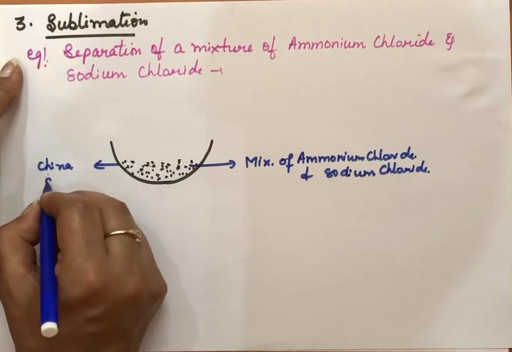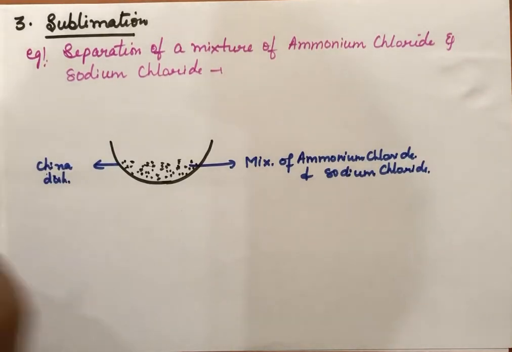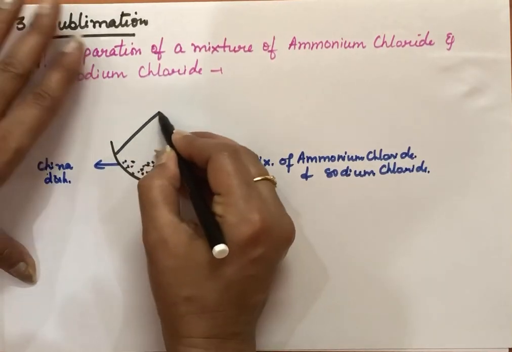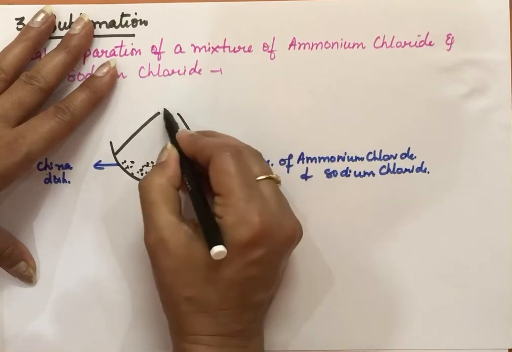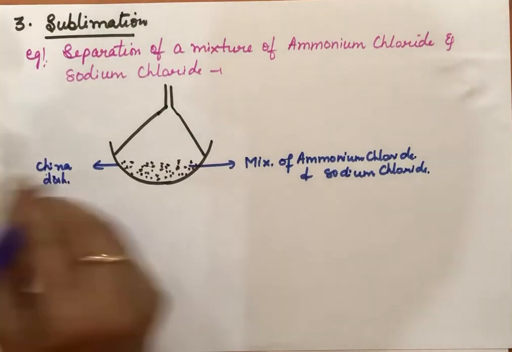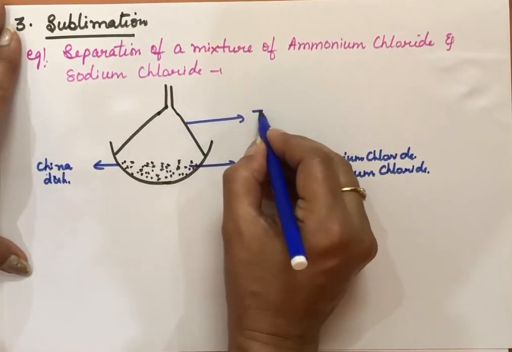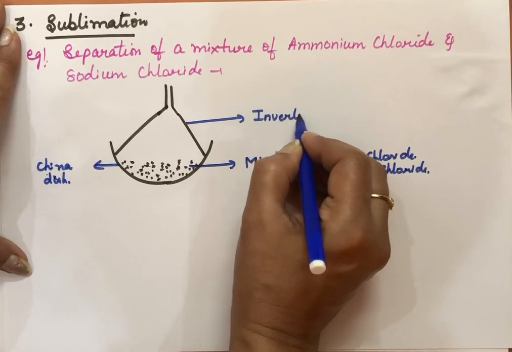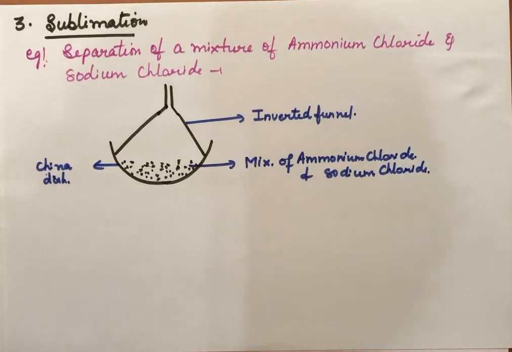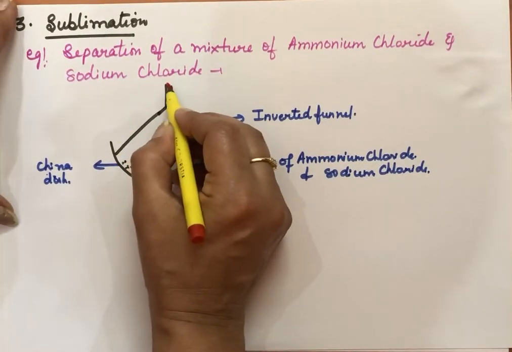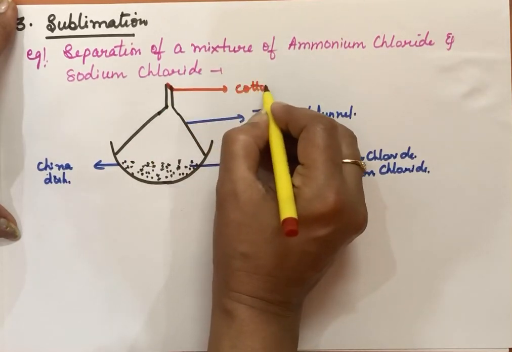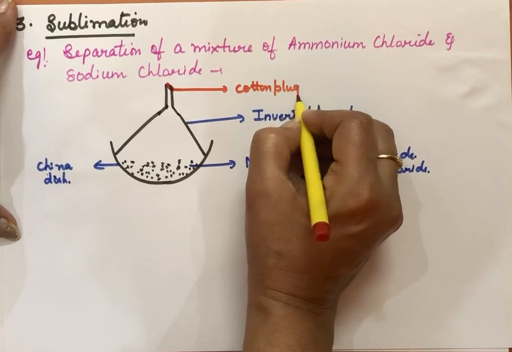with a funnel. We'll take an inverted funnel. So the funnel we have to keep on the top of this, just to close this mixture. Inverted funnel. And then the stem of this funnel, this also we have to close. So this we have to plug with a cotton plug. So we'll close it.